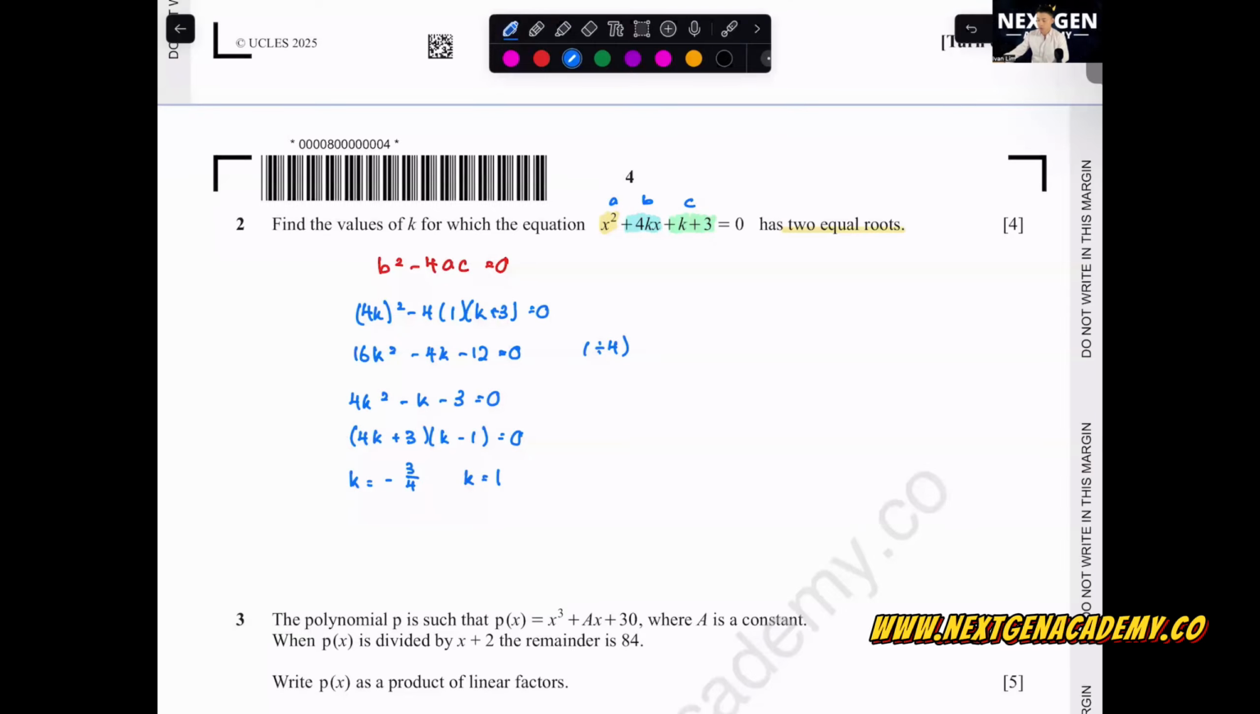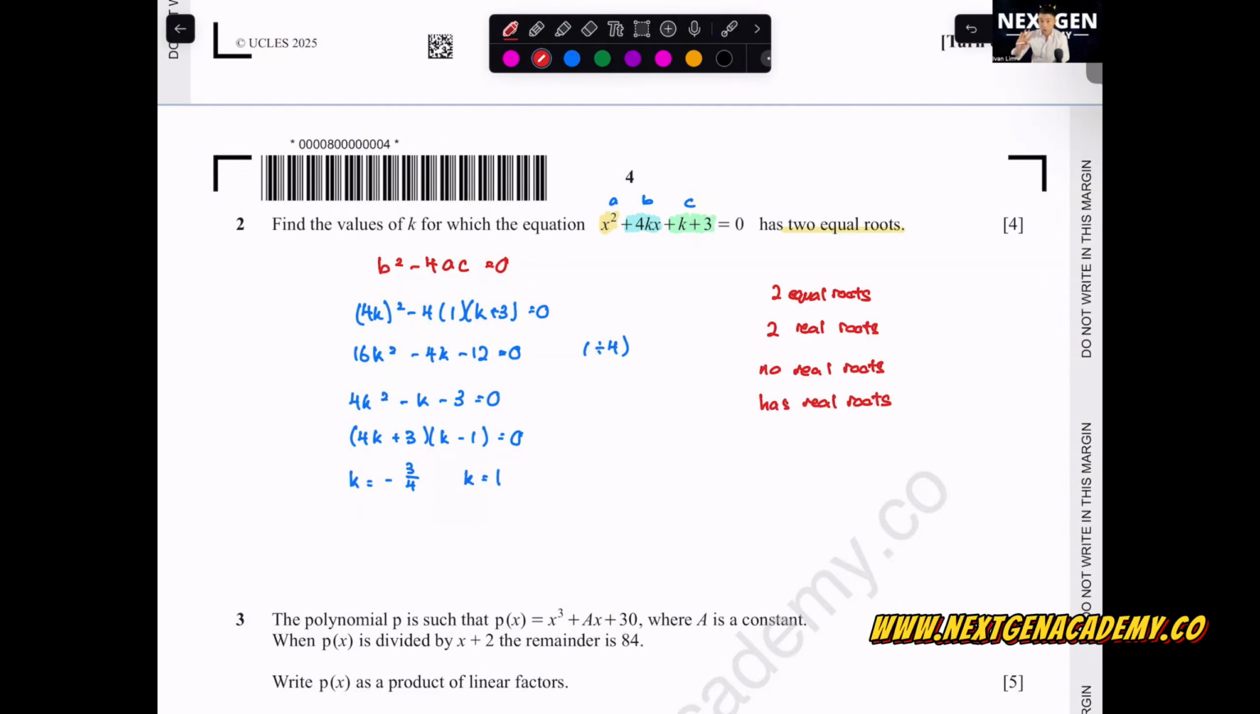Okay, so just a gentle reminder, how many types of roots do we have? We have equal roots, this one is 2 equal roots. We have 2 different real roots. We have no real roots. Then one more is has real roots.